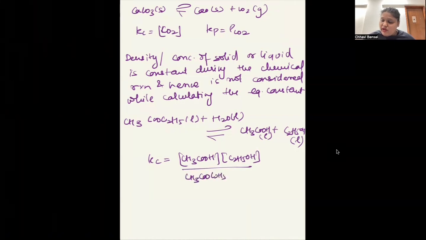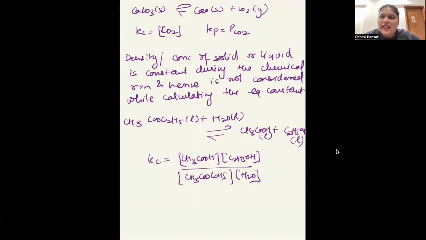So Kc is CH3COOH into C2H5OH divided by CH3COOC2H5 into H2O. What I can summarize from all these points is, first, whenever there is a homogeneous reaction and all the components of the reaction are in the same phase, all of them are considered during the calculation of Kc and Kp.